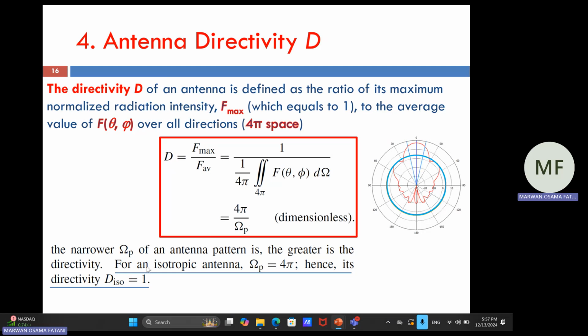Now, a quick note here is that for an isotropic antenna, our solid pattern is equal to 4 pi, and so its directivity is going to equal 1. That means, as we said before, the isotropic antenna radiates in all directions equally. So the directivity is 1 because it is equal in all directions. If it's different, then the directivity is different.